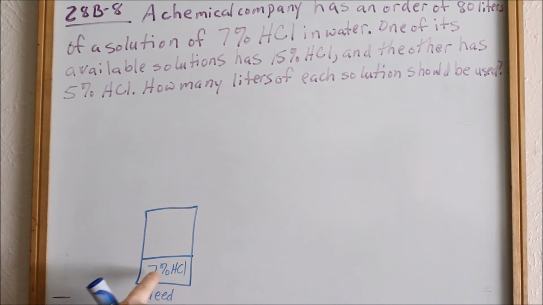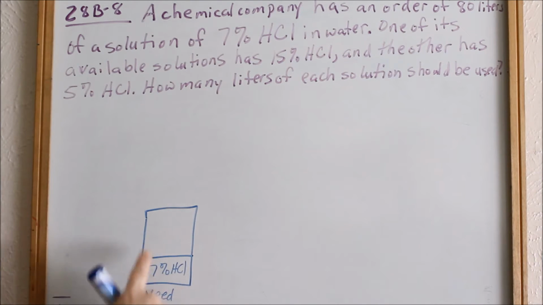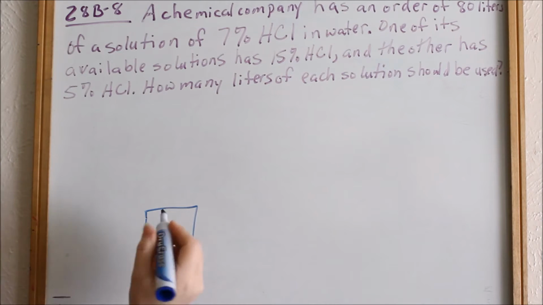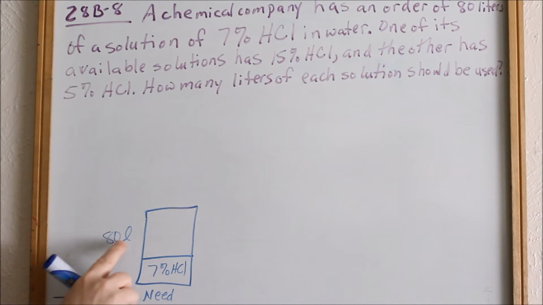This is a solution to where 7% HCl, which means the other percent is 93% water. Okay, I'm not going to label that. I'm just labeling the 7% HCl. And we're told that they need 80 liters of that. Lowercase cursive L for liters.